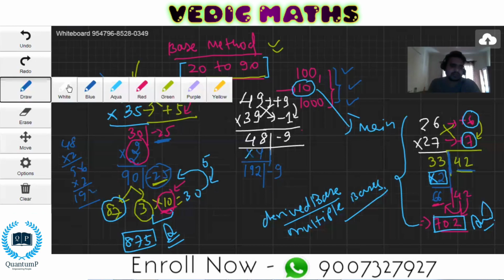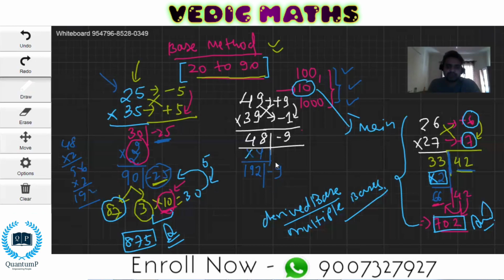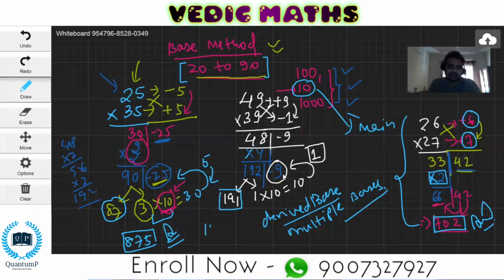Then what we will do, see again. As you see there is again a negative number, so this 192 will break into 191 and 1. This 1 will be multiplied with 10. So 1 into 10 is 10. Then this 10 minus 9 is 1, right? So right here 1 on the right hand side, and on the left hand side is 191. So your answer is 191 on the left and 1 on the right. So the final answer is 1911. Clear, right?